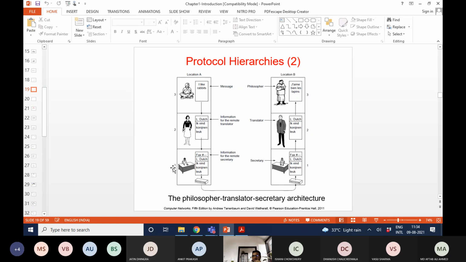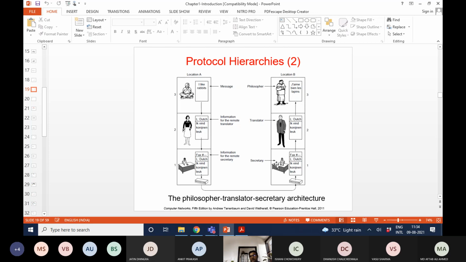Here we are considering three layers: layer one, layer two, layer three. For this layer, this much information will be called the whole packet. In addition to that, we are adding another header that has the fax number. After this information is ready, the secretary says this is the actual message to be transmitted in the transmission medium, and it will reach the secretary of the other device in location B.